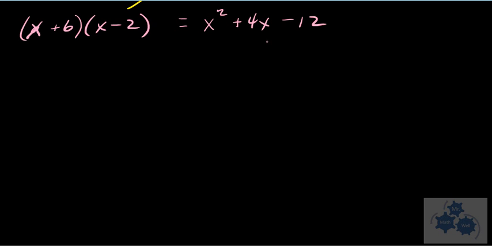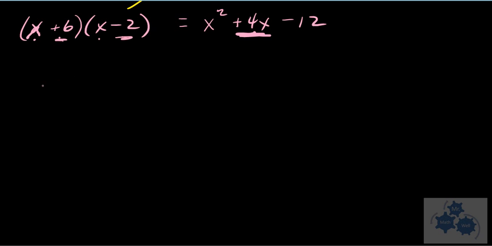Now, do you see how I got that so quick? Anyone see how I got that so quick? What did we just talk about? The x squared comes from these two. That's easy. Where did the 4x come from? Where did this 4 come from? Ah, 6 plus -2. Very good. How did I get -12 so quick from that? 6 times -2.